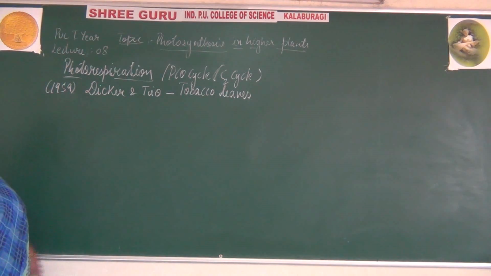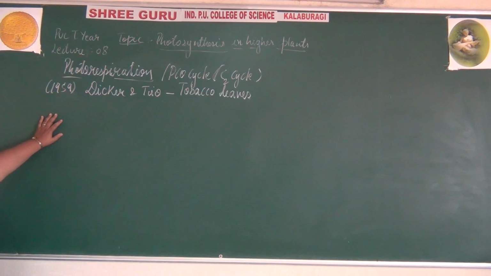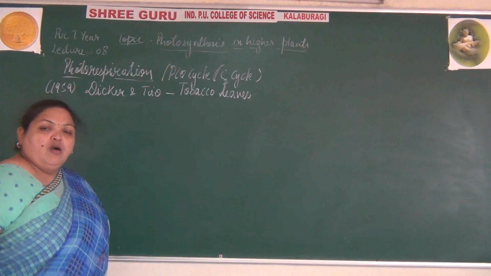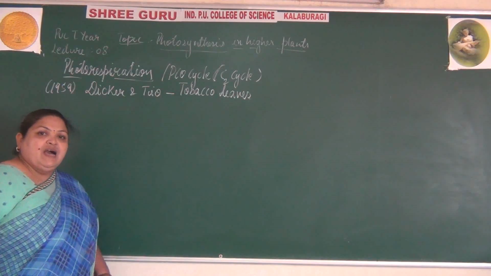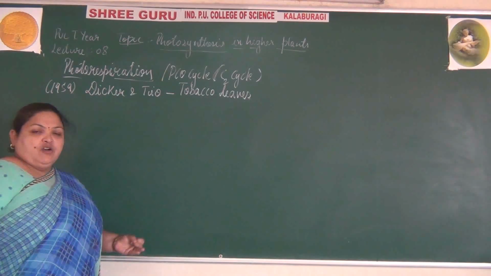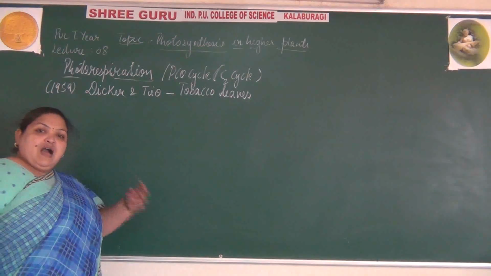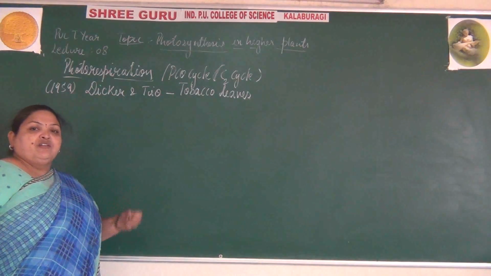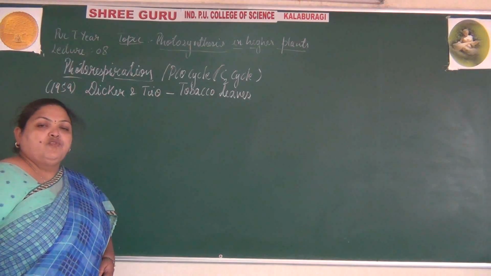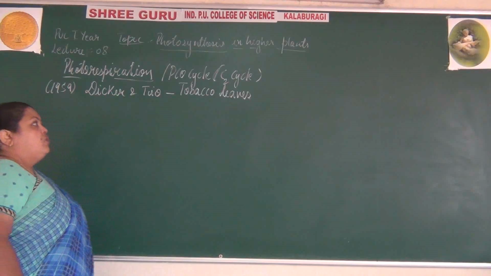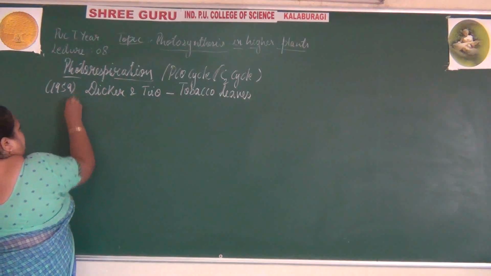Yes, this process is conducted by three different cell organelles: chloroplasts, peroxisomes and the mitochondria. These three organelles are the site of photorespiration. So we will first go with the definition. What is the definition of photorespiration?